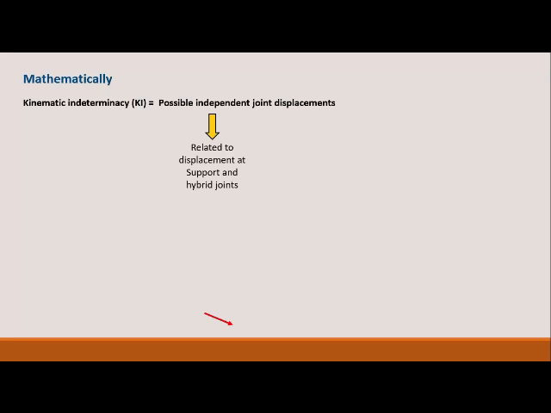Let us come to a mathematical expression, where we will see the kinematic indeterminacy Ki is equal to the possible independent joint displacements, which is caused due to the related displacement from the support and the displacement which is allowed in the hybrid joints. Let us take some examples so that we can calculate the kinematic indeterminacy very easily.